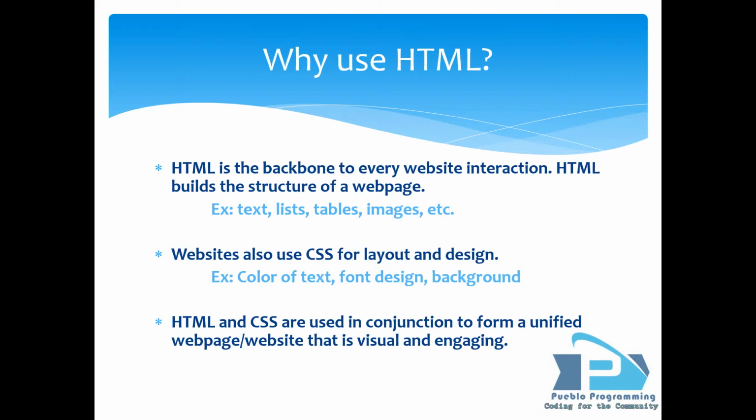It builds pretty much every structure that you see of a web page, such as, for example, texts, lists, tables, images, etc. Now websites also use what is called CSS, which we'll get to later, which is cascading style sheets for layout and design. This is like color of text, font designs, and backgrounds. HTML and CSS are used in conjunction to form a unified web page that is both visual and engaging. So HTML is the backbone and CSS is the pretty visuals that you see.